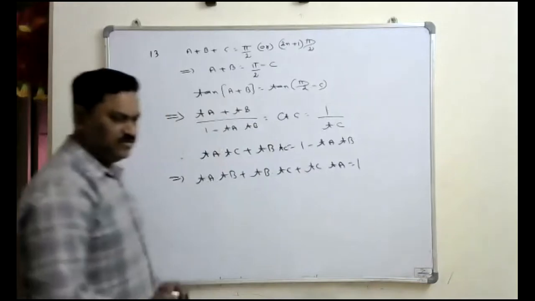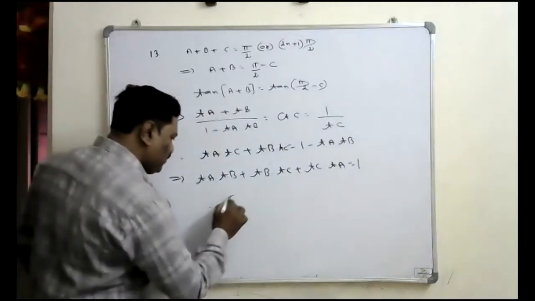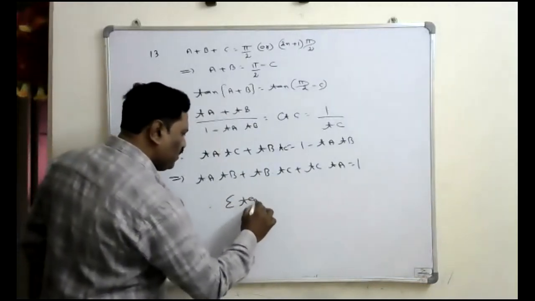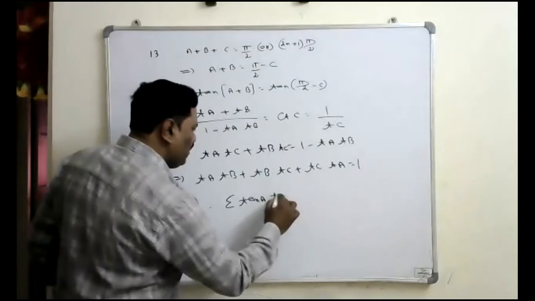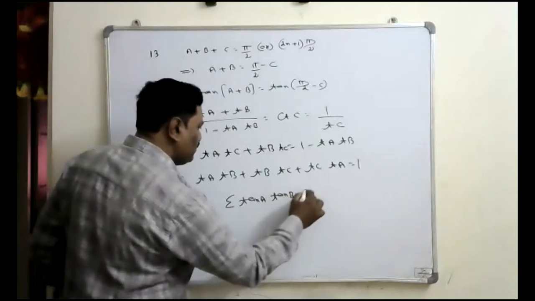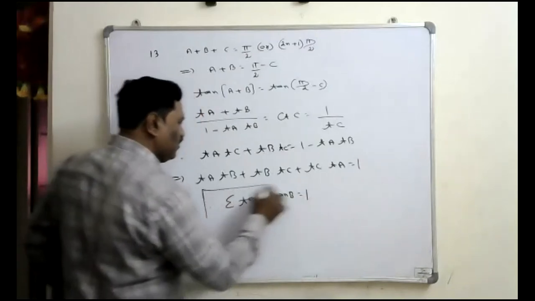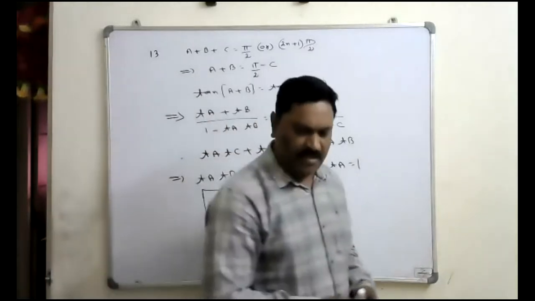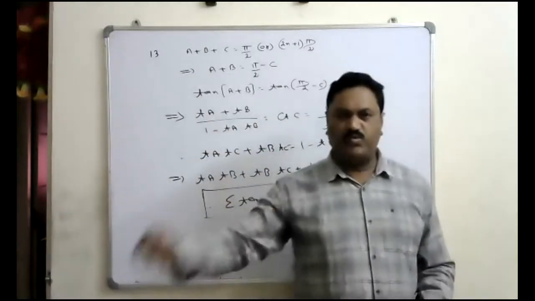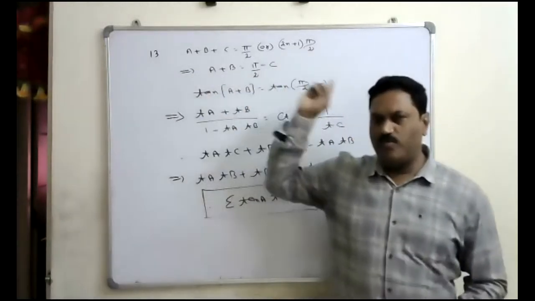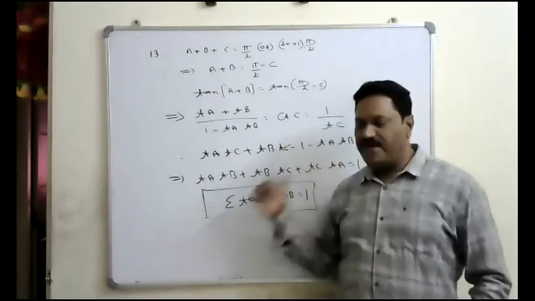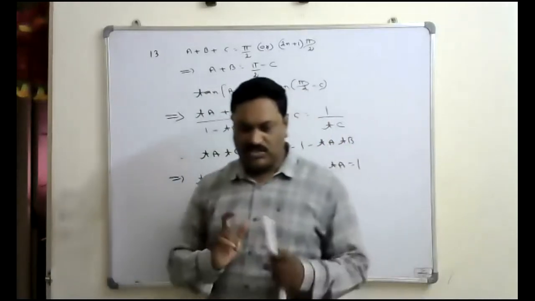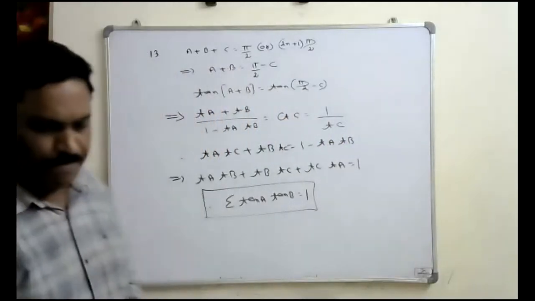This is the result. So you can write sigma tan a tan b is equal to 1. This is the result we have to remember. It means if a plus b plus c is equal to 180, that is pi, sigma cot a cot b is 1. If a plus b plus c equal to pi by 2, then sigma tan a tan b is 1. Okay, so you should understand that result.